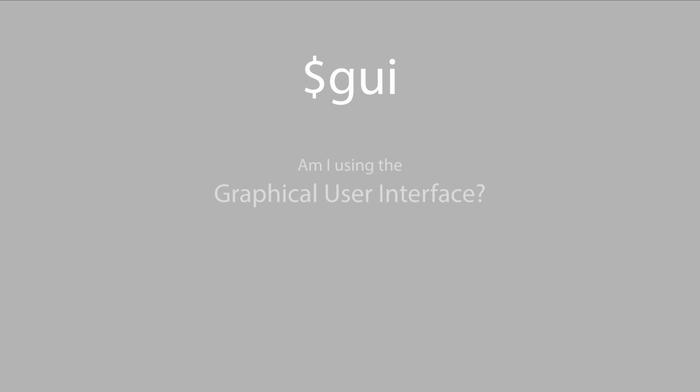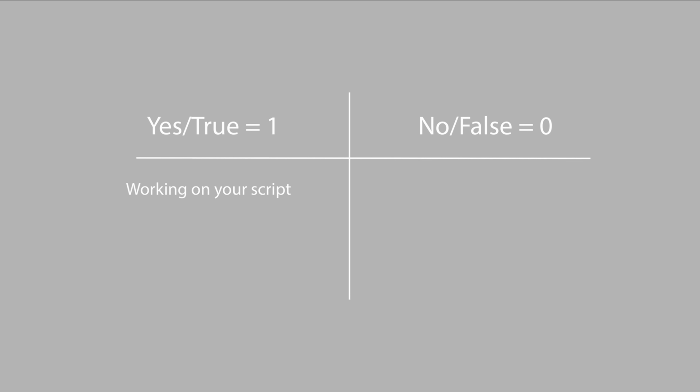One of the simplest and most useful expressions is simply $GUI. $GUI is a variable that detects whether you are using Nuke via the graphical interface or not, and returns a value of 1, true if you are, and 0, false if you aren't. If you are working on your script in Nuke, then you're obviously using the interface. But if you have sent your script to the render farm, it's running your script without the interface.